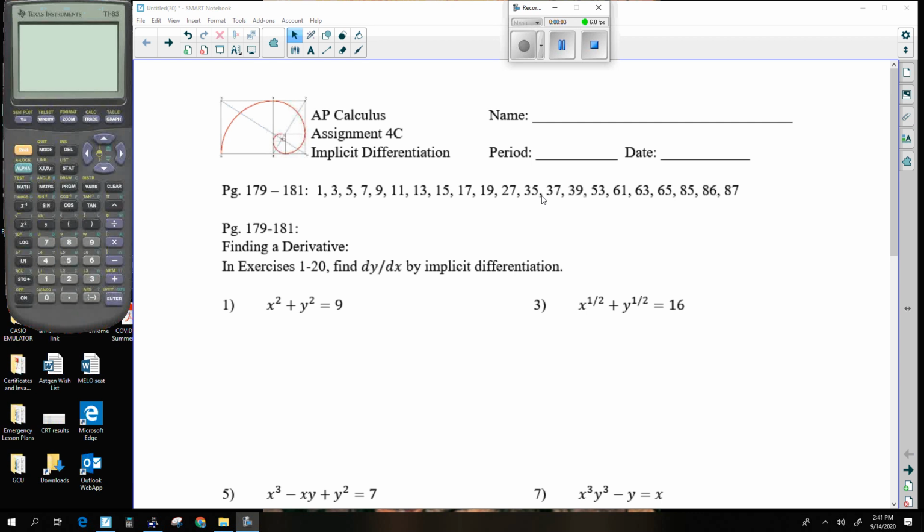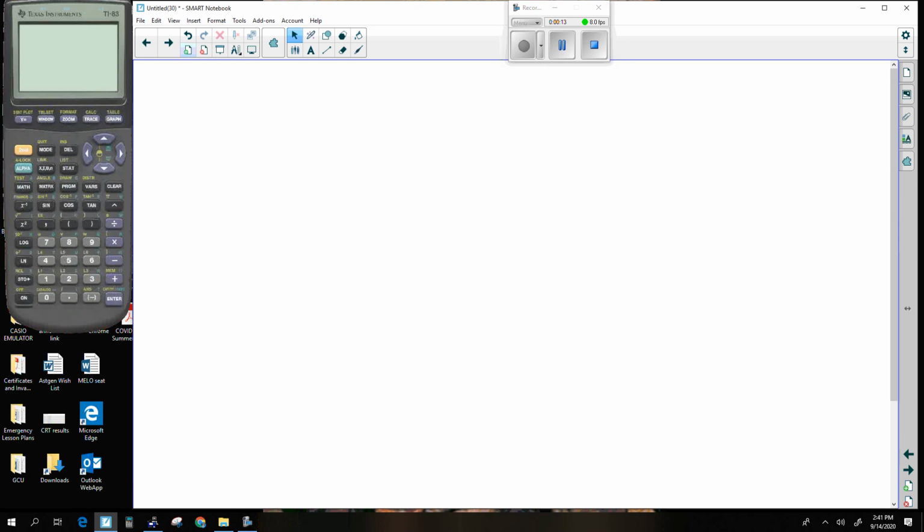All right, boys and girls, this is assignment 4C. This is going to be our introduction to implicit differentiation. I kind of brought up implicit differentiation in the last lesson, but I really didn't explain myself super duper well.